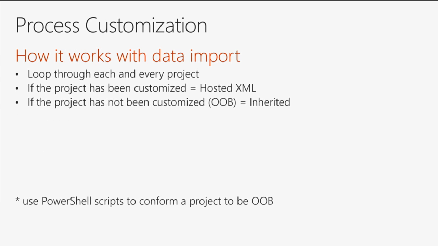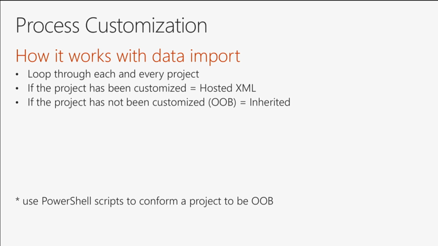So how it works: when we run TFS Migrator, as Rogan was talking about, we do a validate, and the validate checks every single project. It looks through every one of those to see which one you fall into. Do you fall into hosted XML? Do you fall into out-of-box inherited? If you've done any process customizations whatsoever, if you added one field, you are going to be automatically hosted XML.